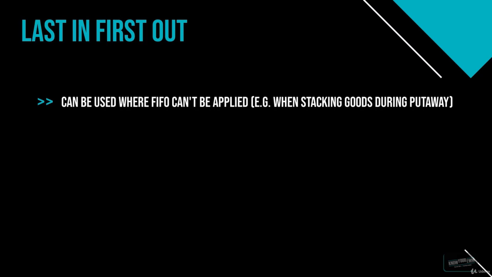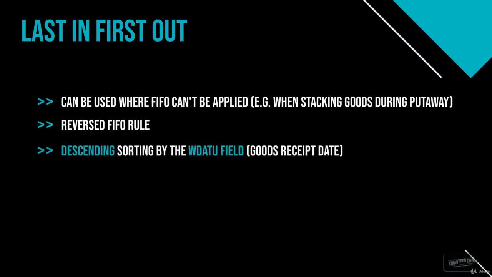And customizing such a rule is actually pretty simple, since it is basically nothing else than a first in, first out rule, just with a descending sorting instead of an ascending one. Expiration date. This again is some sort of time-specific rule, and for customizing this rule we can go for an ascending expiration date.